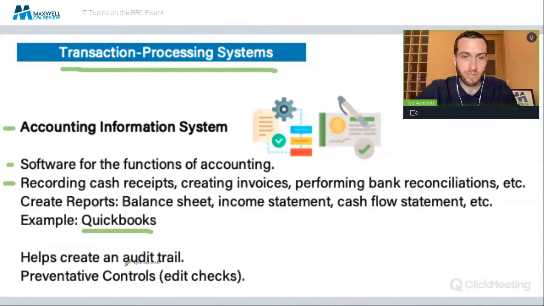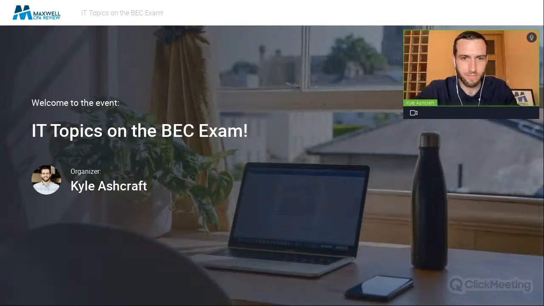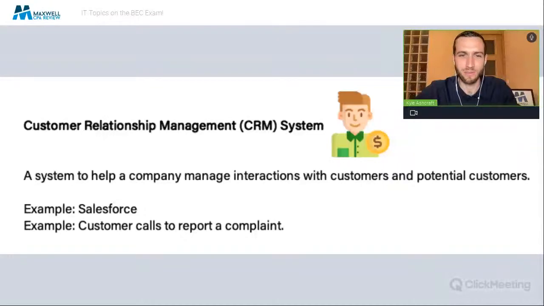And with the accounting information system, we get to create an audit trail because it helps us to track the different transactions that the company has had. And it helps us with preventative controls, which we will talk about. So that's the first kind of transaction processing system, an accounting information system. So now let's take a look at the next kind, which is called a customer relationship management system, a CRM system. Now, this is all about tracking your interactions with your customers and potential customers. So if you have a customer and they call and leave a complaint call, you're going to record what they said into this CRM system. That way you could maybe tailor how you communicate with them based on what you have for them in your notes. So a great example of a CRM system is Salesforce, because it's a software that helps you keep track of the interactions with the customers. So this is a CRM system.